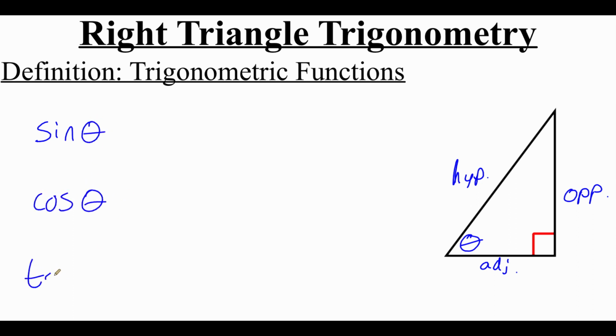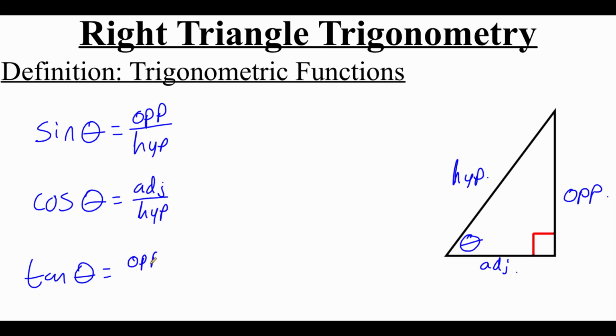Now, when we defined our basic trig functions, we talked about the sine of theta, the cosine of theta, and the tangent of theta, and we looked at setting up a ratio, a fraction, using sides of our triangle. The sine is the opposite side over the hypotenuse. The cosine is the adjacent side over the hypotenuse, and the tangent is the opposite over the adjacent.